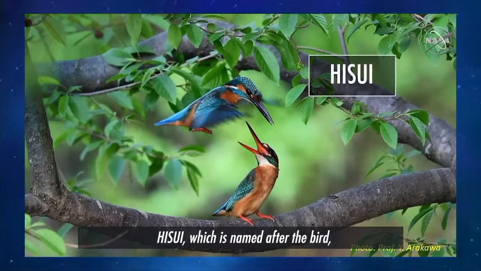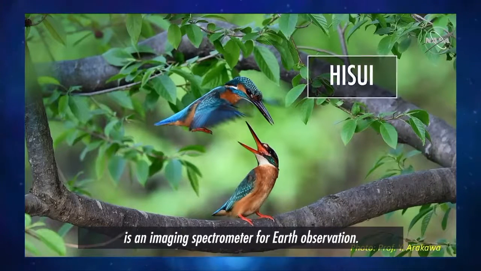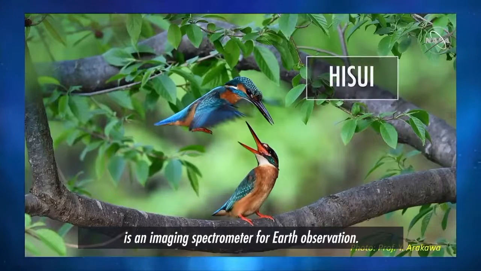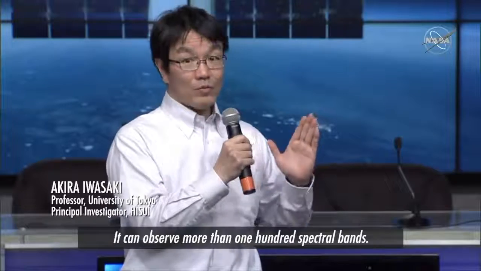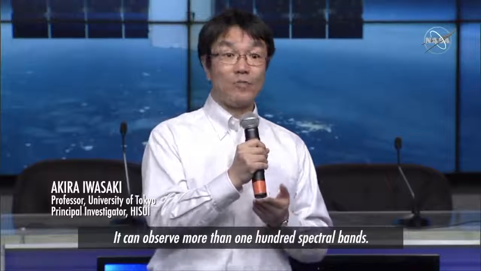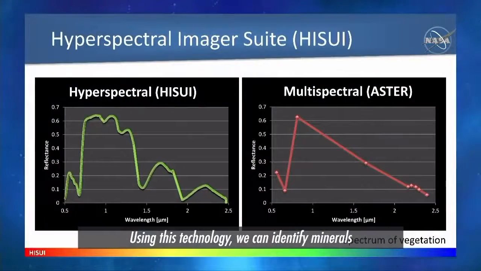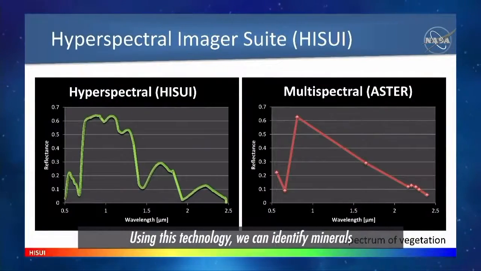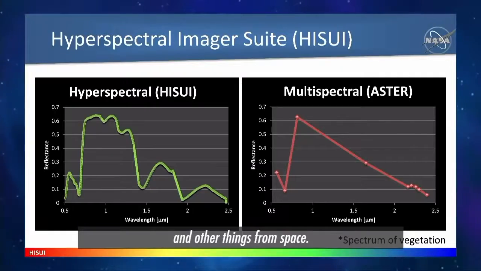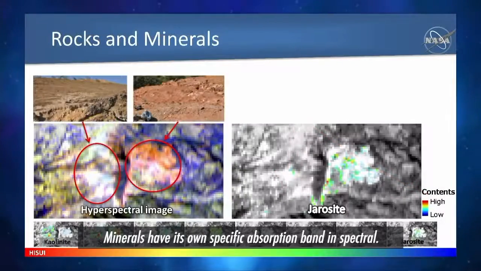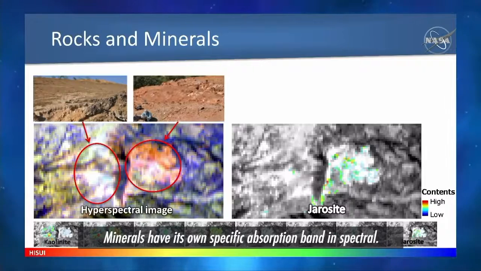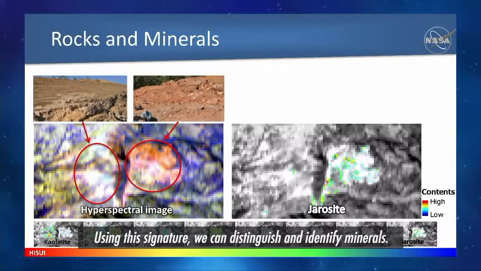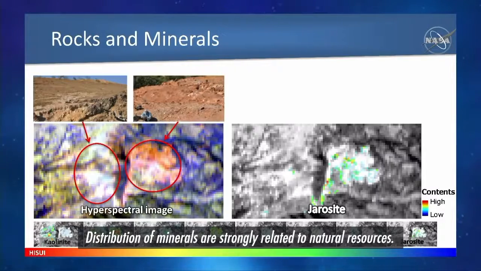HISUI, which is named after the bird, is an imaging spectrometer for Earth observation. It can observe more than 100 spectral bands. Using this technology, we can identify minerals and other things from space. Minerals each have their own specific absorption band in the spectrum. Using this signature, we can distinguish and identify minerals. Distribution of minerals is strongly related to natural resources.